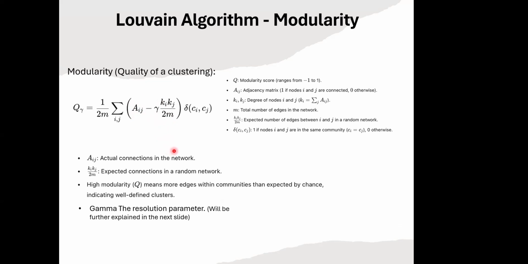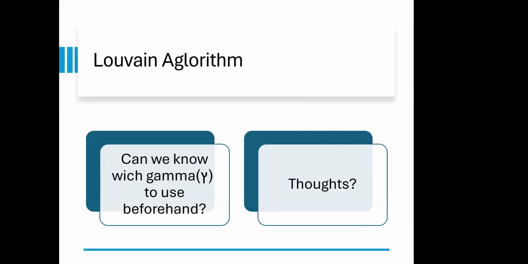Okay, nice, we'll keep going. Now one of our main questions is: how do you know, and is it possible to know before running the Louvain algorithm, what gamma you want? Because you have a graph that you don't know anything about, right? So do you think of a way of knowing which gamma you want, or do you need to try? What do you guys think?